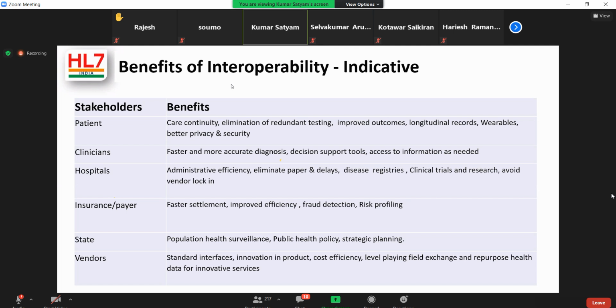FHIR is FHIR, or HL7 will be HL7. Other things we need to worry about, like where the data will be stored. How would the other server know where the data is stored? Those kind of things we need to work out. But other things will work as is.